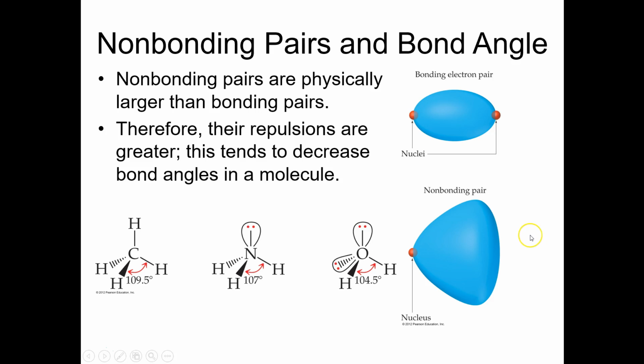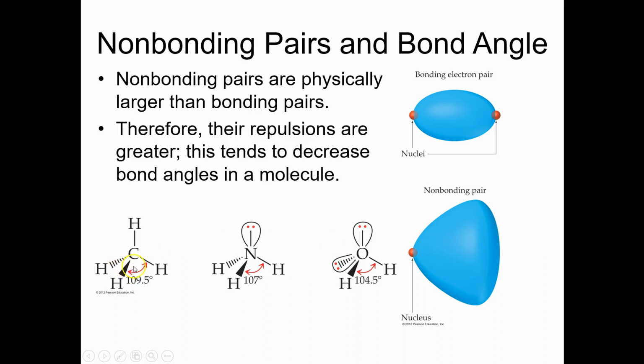Just to say, when it comes to shapes and bond angles, there's a difference in size between a bonding electron pair and a non-bonding electron pair. The non-bonding electron pair is larger. And so when you have a molecule that contains one or more non-bonding pairs, and here we're comparing methane to ammonia to water, you will see that those larger non-bonding pairs will squeeze the bond angle a little bit.